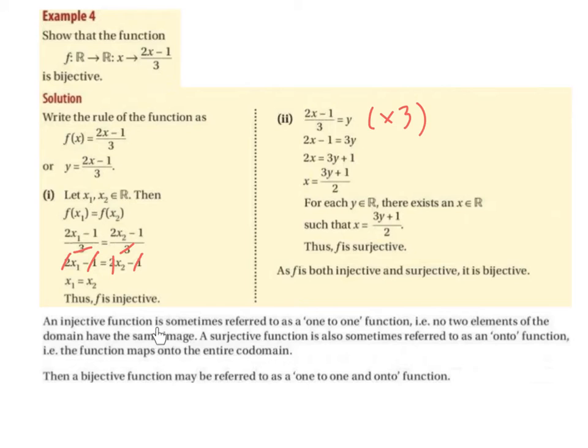An injective function is sometimes referred to as a one-to-one function, i.e. no two elements of the domain have the same image. A surjective function is sometimes referred to as an onto function, i.e. the function maps onto the entire codomain. Then a bijective function may be referred to as a one-to-one and onto function.